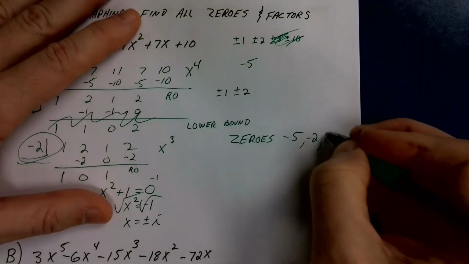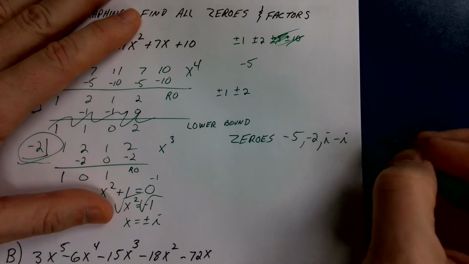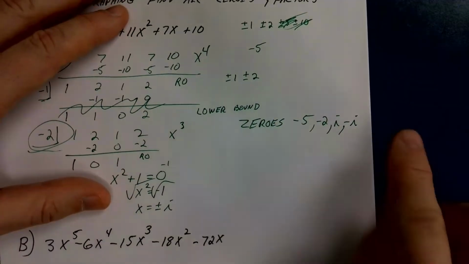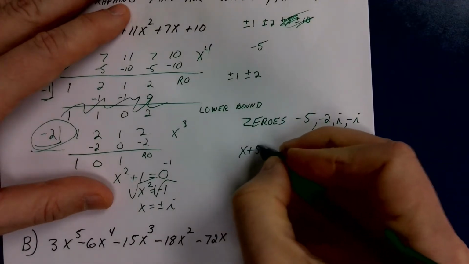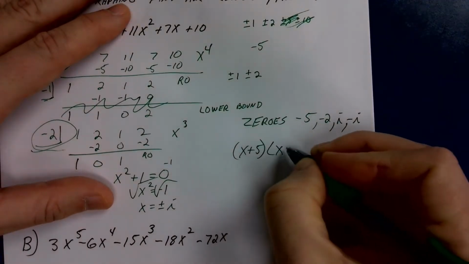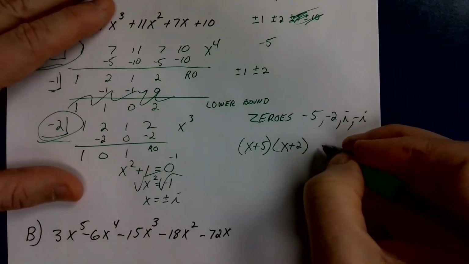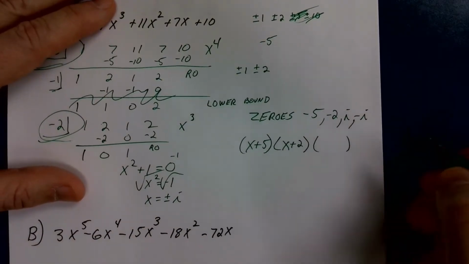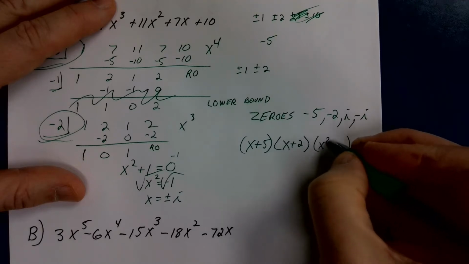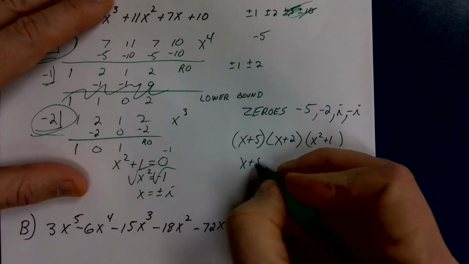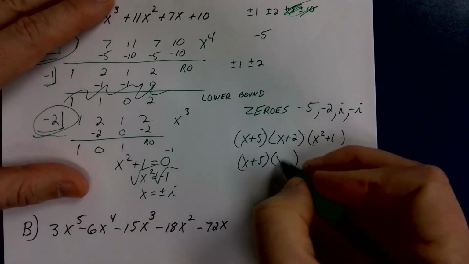So i and negative i. Those are my four factors, or four zeros. My factors then are x plus 5 and x plus 2, right? And my irreducible quadratic factor is x squared plus 1. Now granted, you could have written them like this too. That'll be the last step that I do.